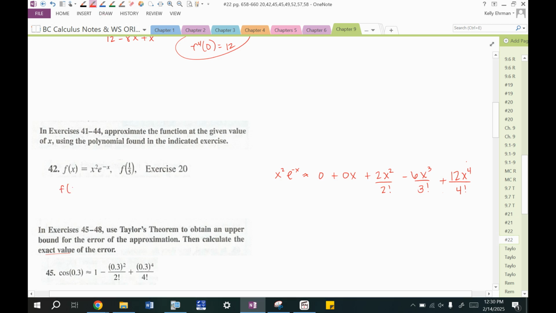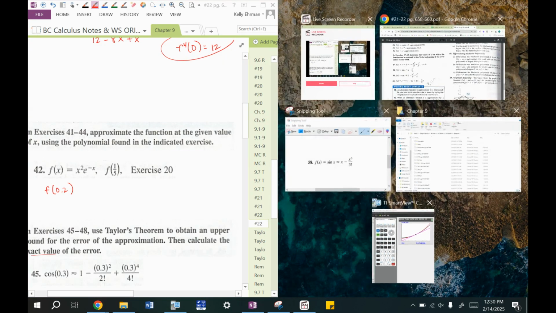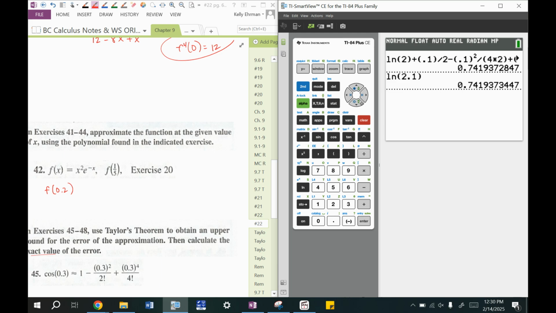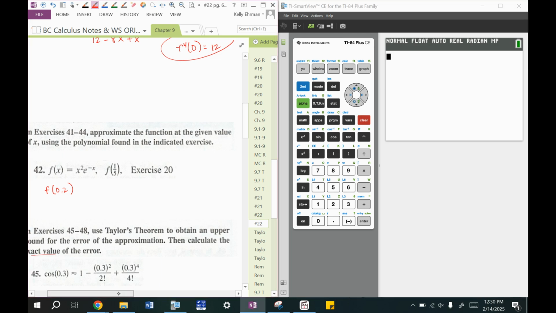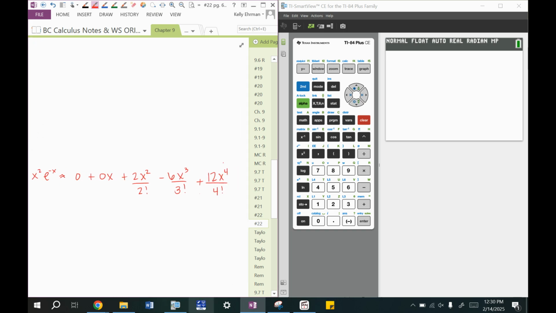So f of 1/5, or 0.2, will be easier for me to type on my calculator. So let me split screen this with my calculator. All right, so plugging in 0.2, I'm going to ignore the 0 terms. Maybe I will simplify this. That would be easier to type in. This is really just x squared minus x cubed plus 1/2 x to the fourth, right? 12 over 24. So 0.2 squared minus 0.2 to the third plus 0.2 to the fourth divided by 2.